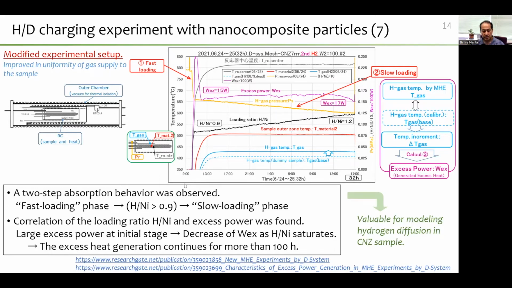Okay, so the other characteristic is the correlation between the loading ratio and excess power. There is a large excess power at the initial stage.